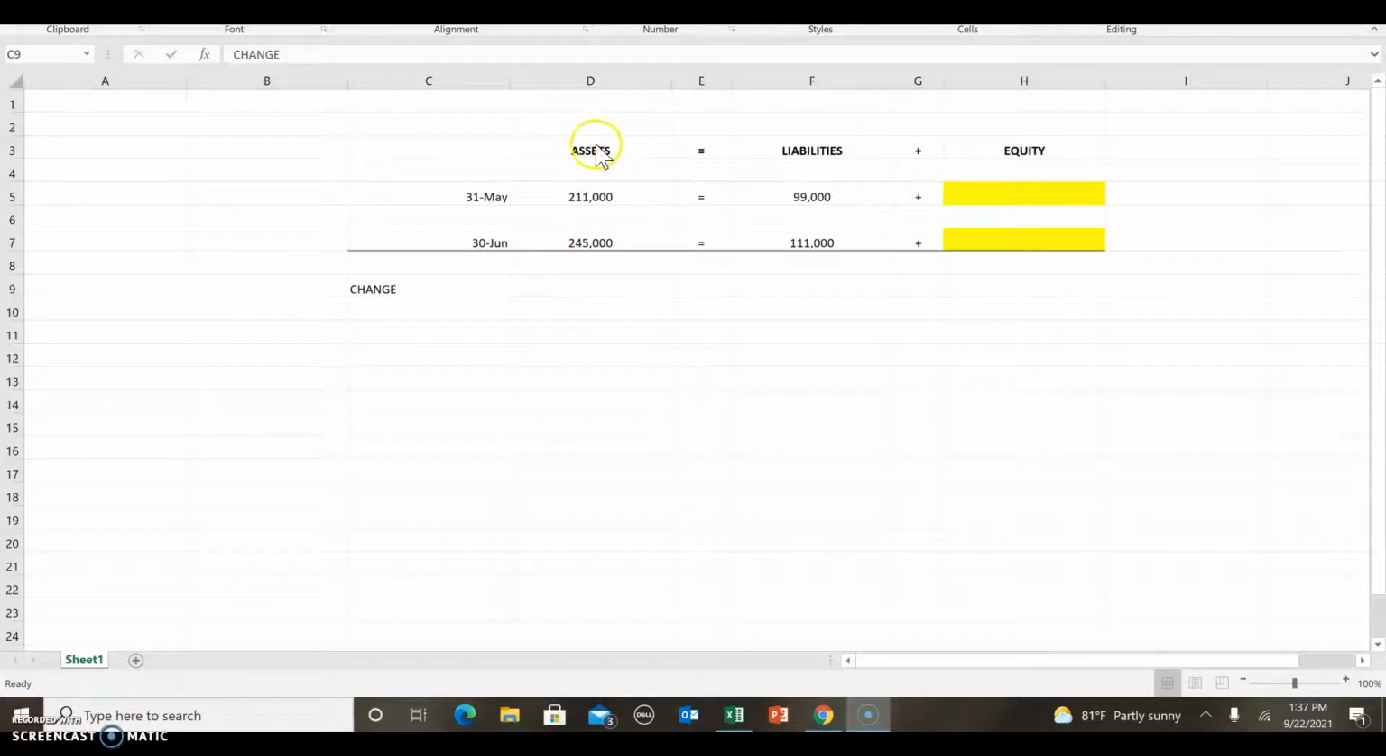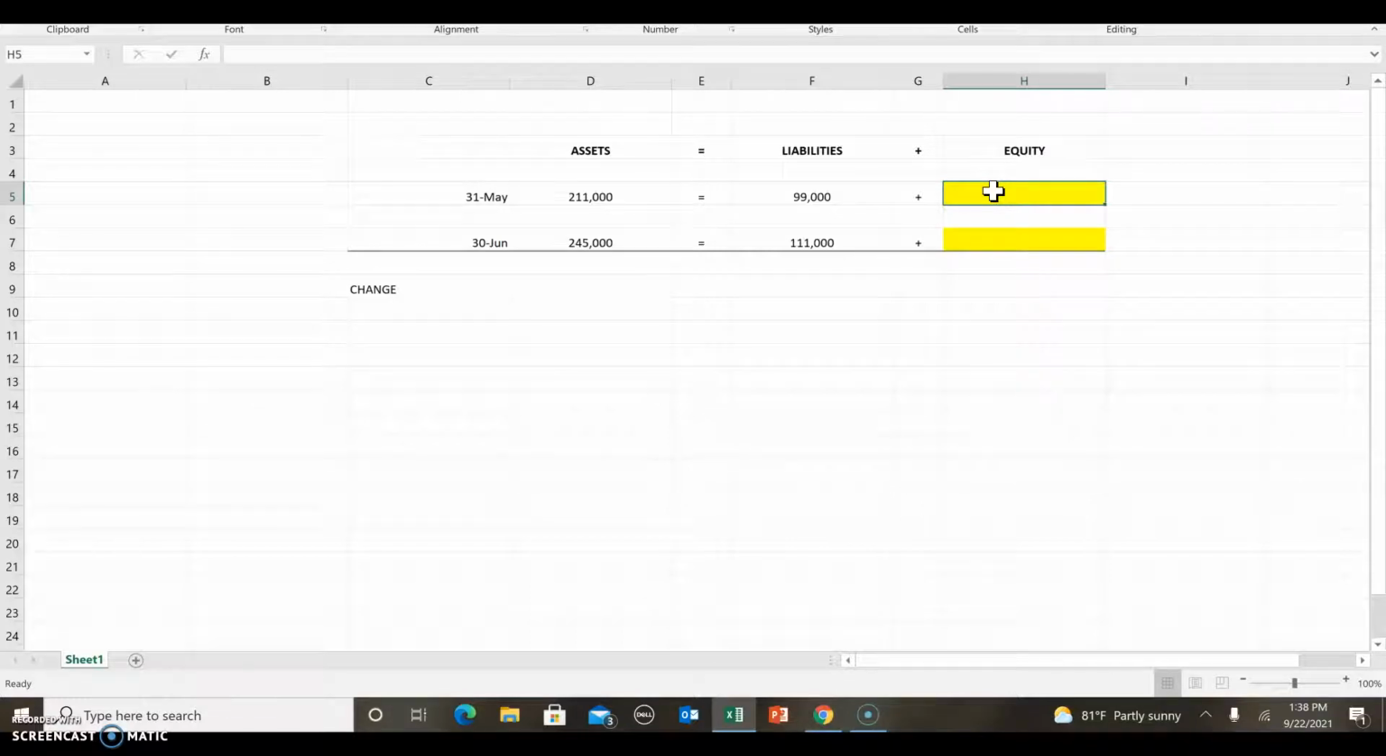If you take a look, we know our equation: assets equal liability plus equity. In this particular problem, they give you values for assets and liabilities at May 31st. And they give you values for assets and liabilities at June 30th. Following our accounting equation, we can solve for equity once we plug in those values.